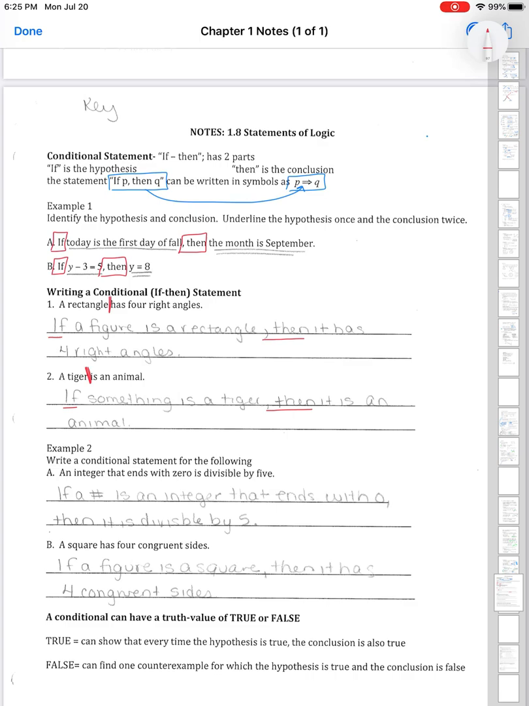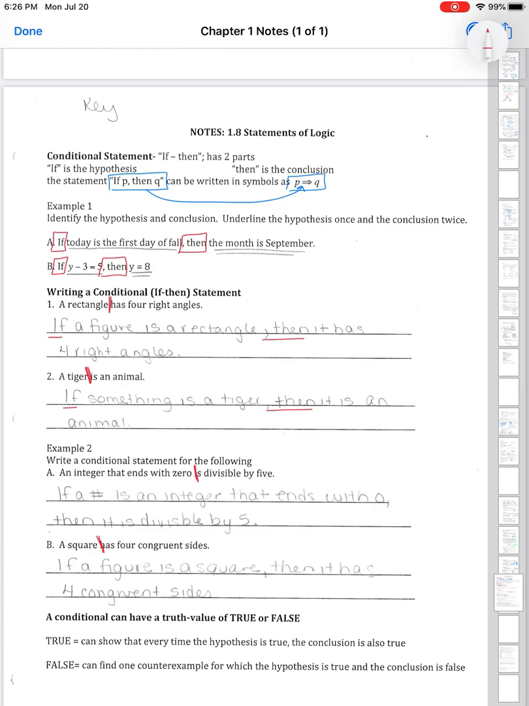All right, so let's keep going with this. So it says write a conditional statement for the following. So I would pause the video, see if you can write one for A and B, and then come back and see if it matches what I have. Again, in a general sense, it just needs to be split at the same location that mine was split at. So if you're back, then basically I split it after 0. So an integer that ends with 0 is divisible by 5. So I wrote if a number is an integer that ends with 0, comma, then it is divisible by 5.